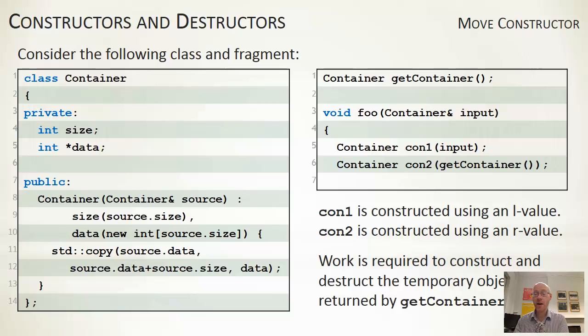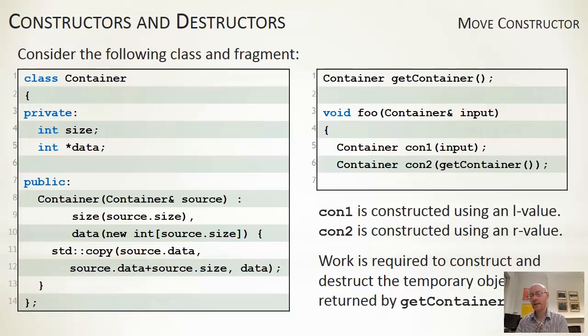I'm creating a new container called con2. What am I passing in? I'm going to pass in another instance of a container, and that instance is the return from get container. So I'm going to call the method get container. It's going to do something and give me back a container. Now, the container that I get back is an R value. I can't access it. I don't know what it's called. I know it's returned, but it's not something that I, as the programmer, can get my hands directly on.